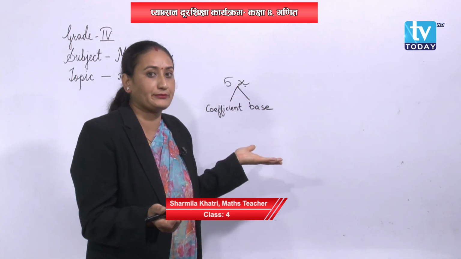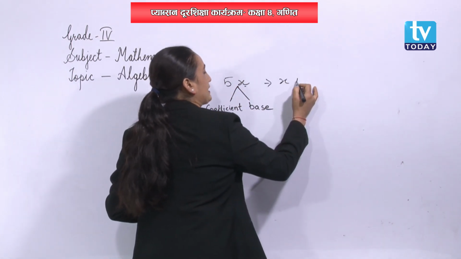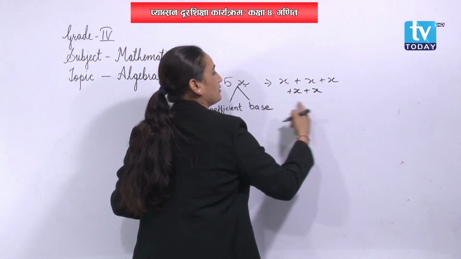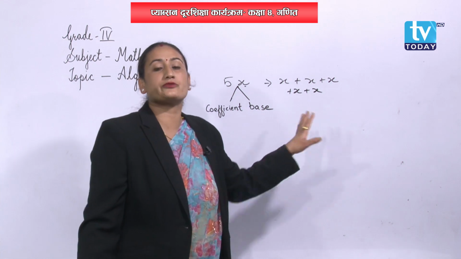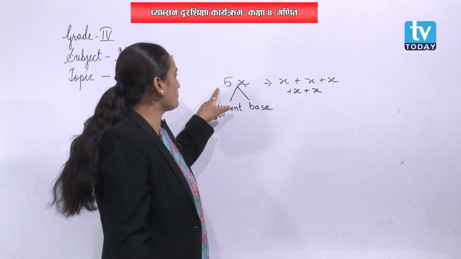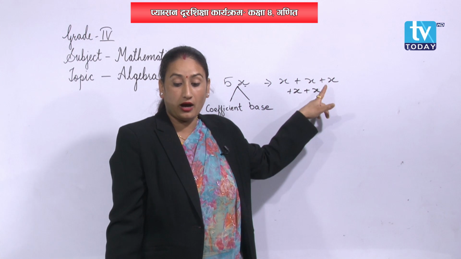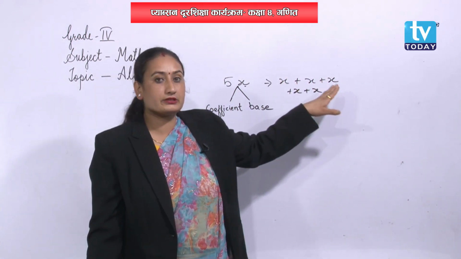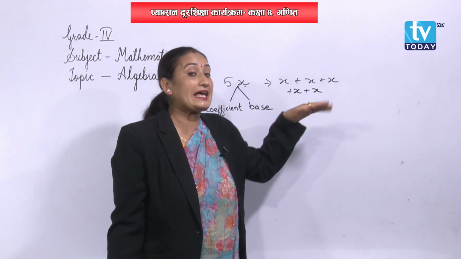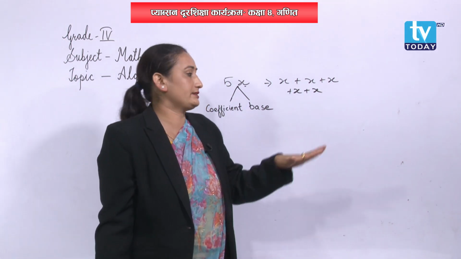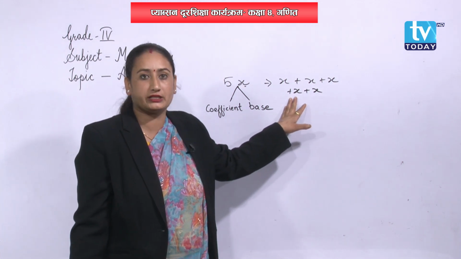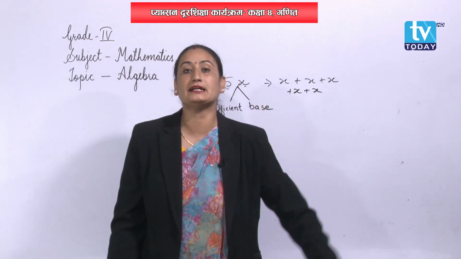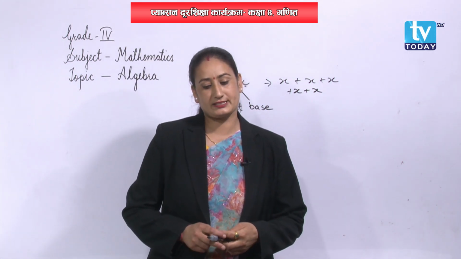And the number of times of the base, in 5x. How did this 5x come, do you know? When we add x 5 times, then it will come 5x. So, the number of times the base is added is said to be a coefficient. When it is added, then it will be 5x, then we call it a coefficient. Do you understand?